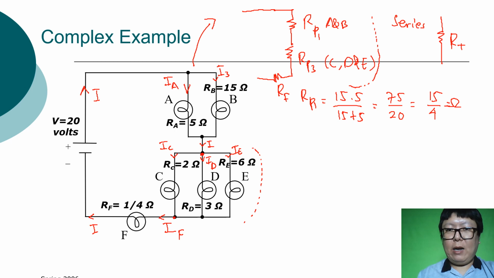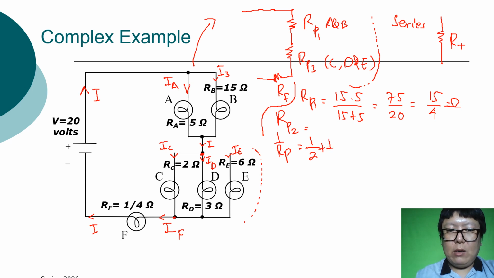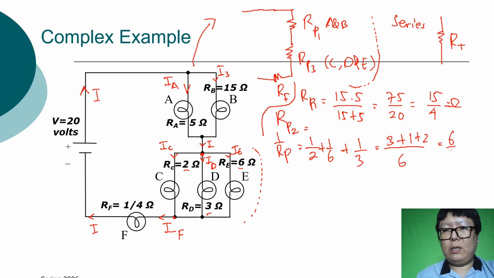Okay, and then now find this one. R parallel 2 is, if this one, I think you cannot use the shortcut anymore, okay? You have to use 1 per R parallel equal to 1 over 2 plus 1 over 6 plus 1 over 3, sorry, 2, 3, and 6. So make it the same denominator, 6, and then 3 plus 1 plus 2 equal to 6 per 6. So the R parallel 2 is 1 ohm.